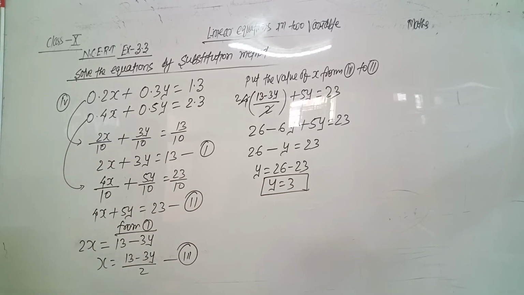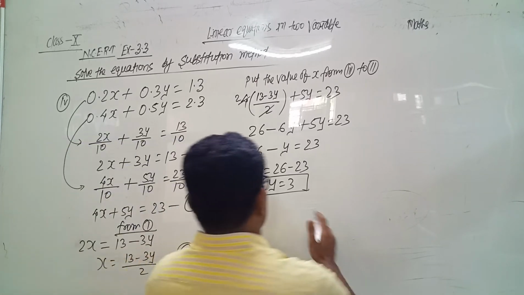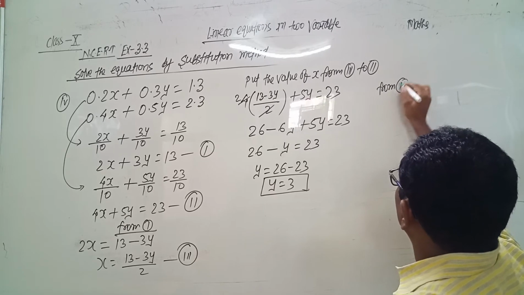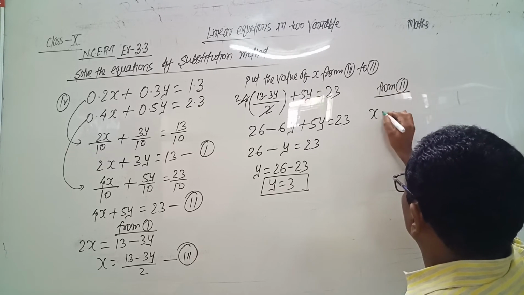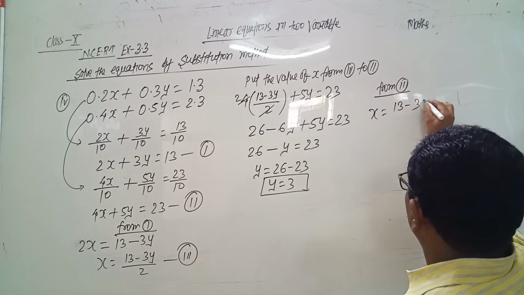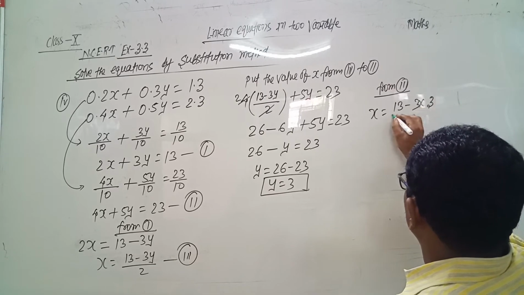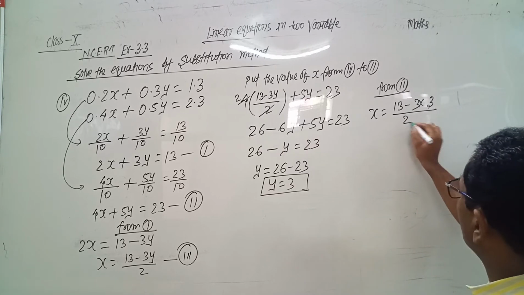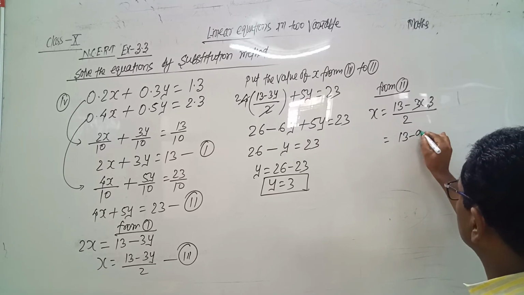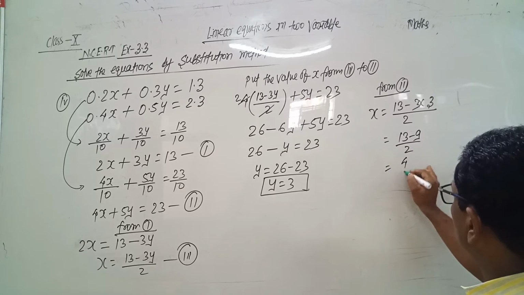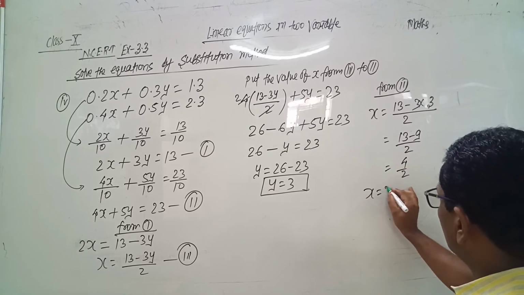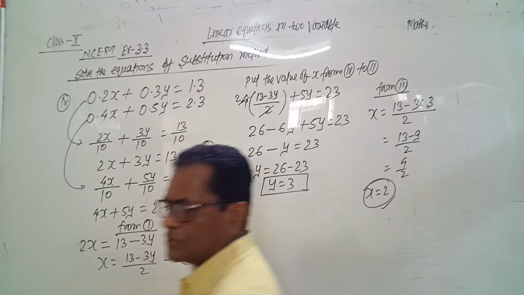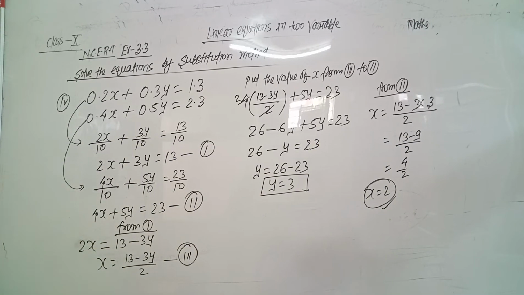Now put the value of y in the third equation. So from third, x equals (13 minus 3y) upon 2, and the value of y is 3. So 13 minus 3 into 3 upon 2, 13 minus 9 upon 2, this is 4 upon 2, and the value of x is 2. So we get the answer x equals 2 and y equals 3.